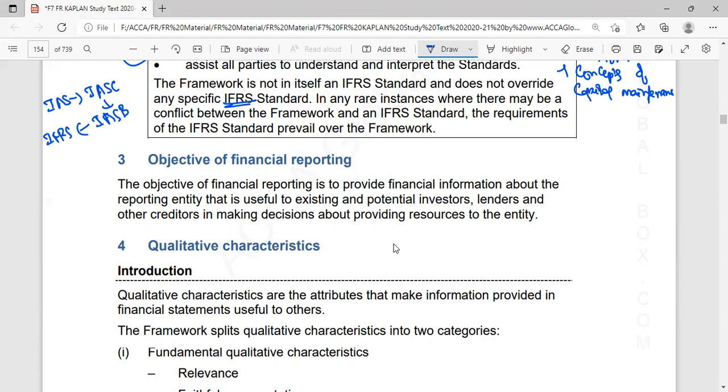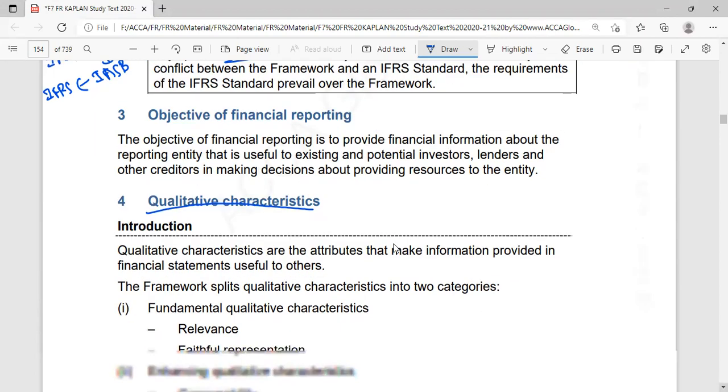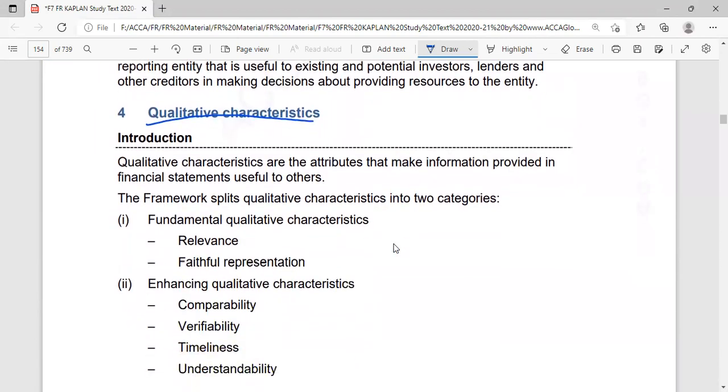And we say that information is useful when it has the qualitative characteristics. If the information satisfies these characteristics, then we say that it is useful information. The first one is the fundamental qualitative characteristic. There are two fundamental qualitative characteristics: one is relevance and another one is faithful representation. Here, what is meant by relevance?